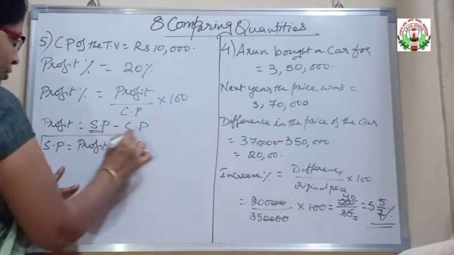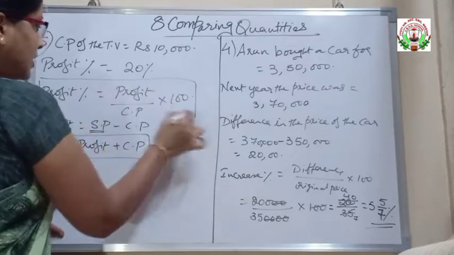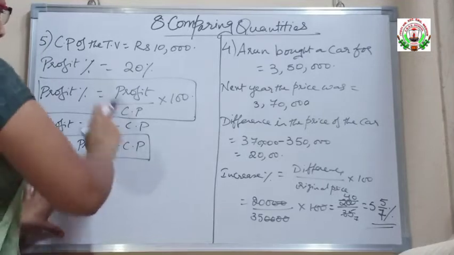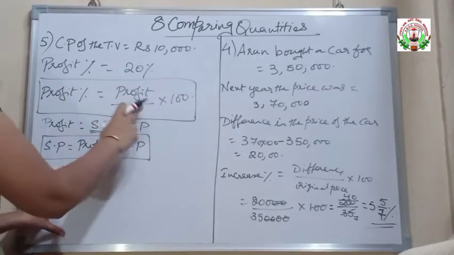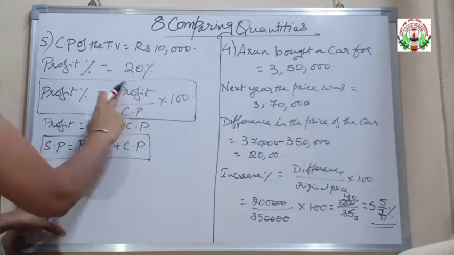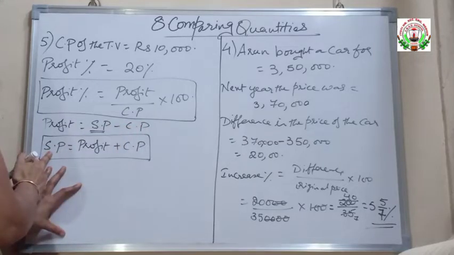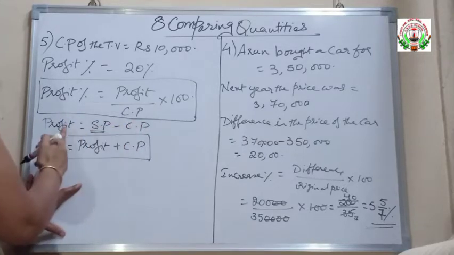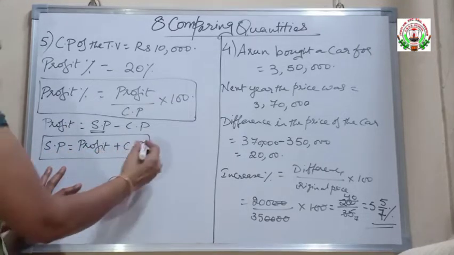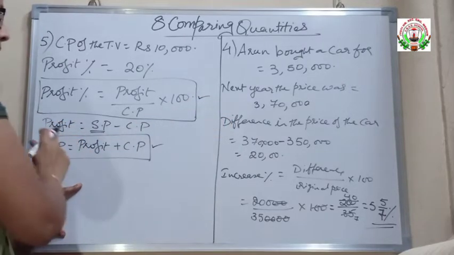So we are going to use this formula as well as this formula to find the selling price of the TV here. They have given the profit percent and the cost price. From the formula, profit is equal to SP minus CP. We have to find this SP, so I have taken this CP to the other side and got the formula for SP as profit plus CP. So we are going to use this formula and this formula to find the selling price of the TV.